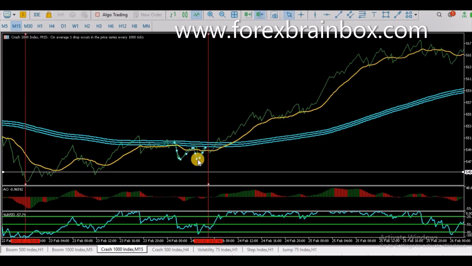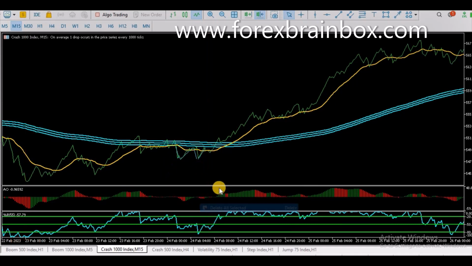Guys, can you see the structure here? Hope you can see the structure. This is a double bottom, and you can also call it W. It is like a reversal pattern. So you can see that, guys, what I'm giving you here is really heavy. I'm giving you something really heavy.